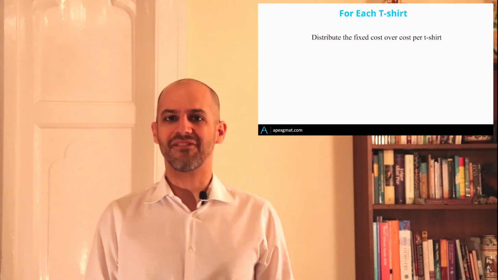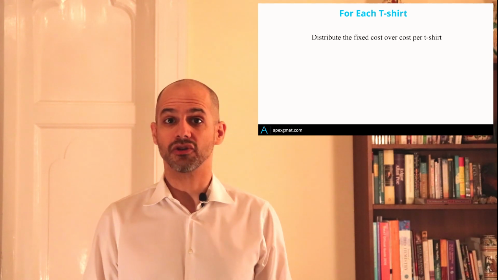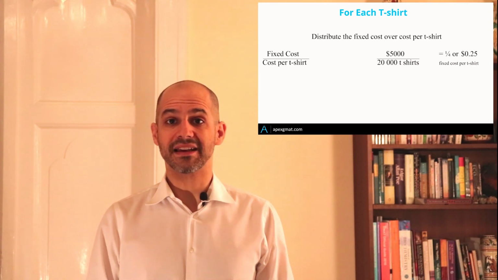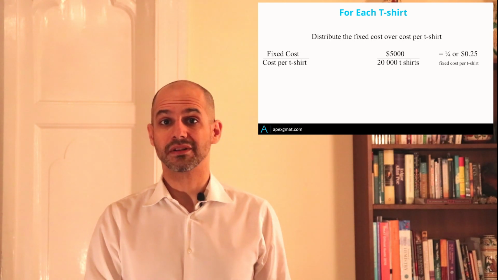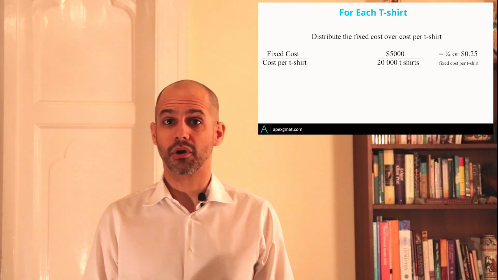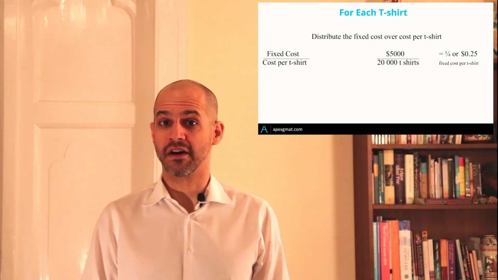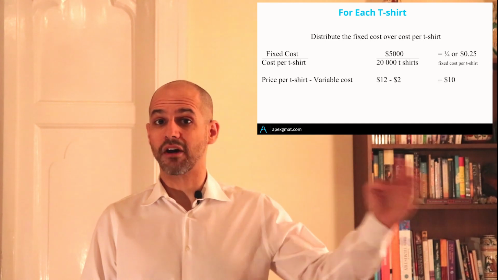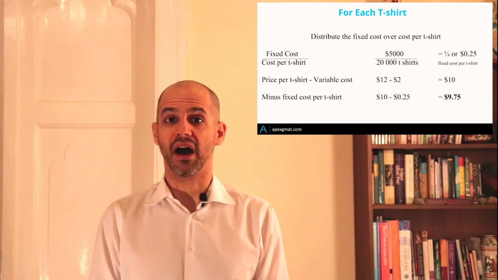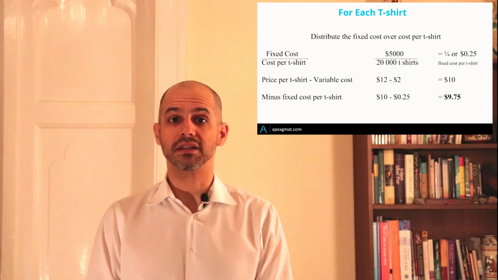So one way to do this is to distribute the fixed cost over the cost per t-shirt. And this is actually a lot easier than it seems. 20,000 t-shirts, $5,000. 5 over 20 is a quarter. It costs a quarter per t-shirt in addition to the $2 of variable cost. And so 12 minus 2 is 10, minus a quarter, 9.75. And it's sitting right there for us in literally a moment.